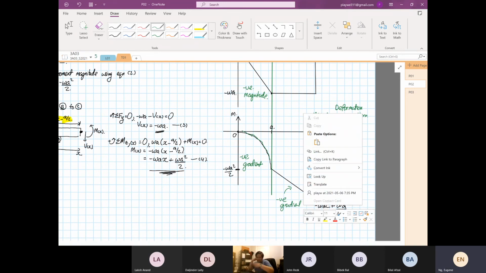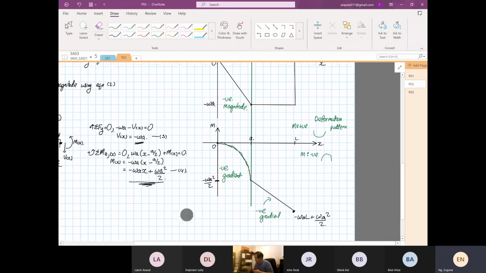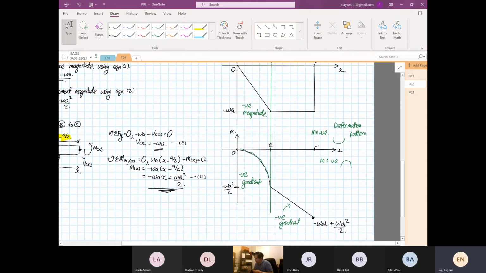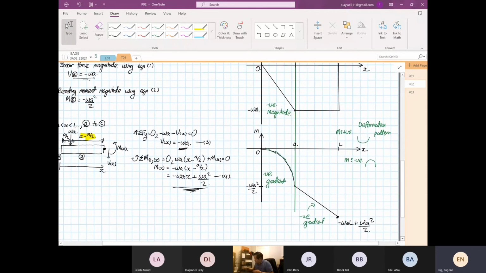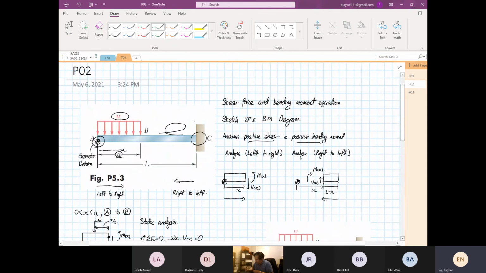So if positive shear force, you will have positive magnitude, but we did not observe this. So what you see over here, as can be observed, is that the structure will fail here because the bending moment is the maximum. Yes or no? If you look at the bending moment, it's at maximum. So at point C is where failure will occur.